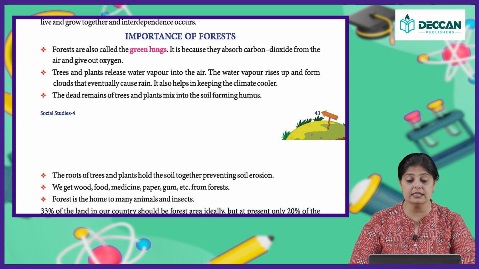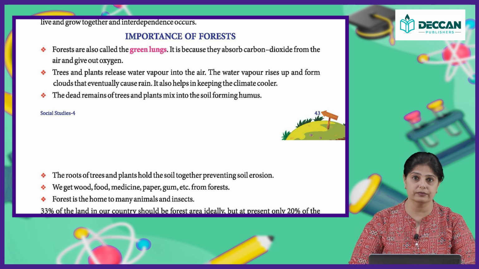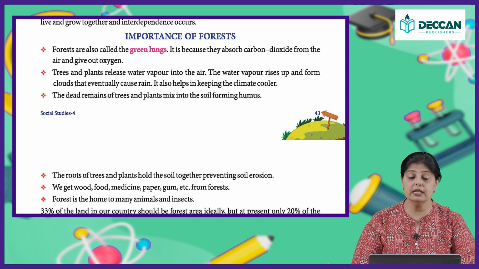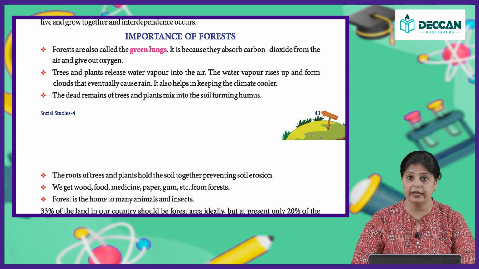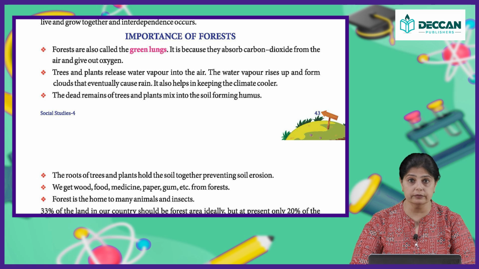So, that is the reason why they are known as the green lungs. It is because they absorb the carbon dioxide from the air and they give out oxygen. Trees and plants release water vapor into the air. The water vapor rises up and forms clouds that eventually cause rain. It also helps in keeping the climate cooler.